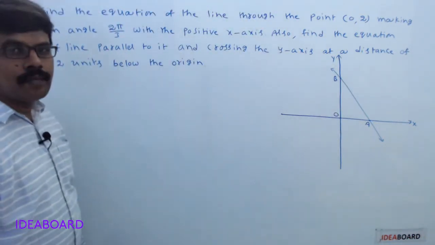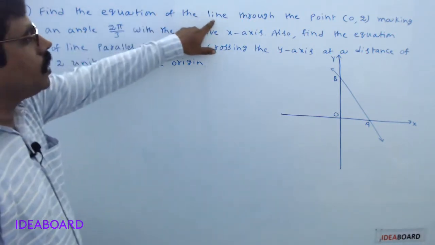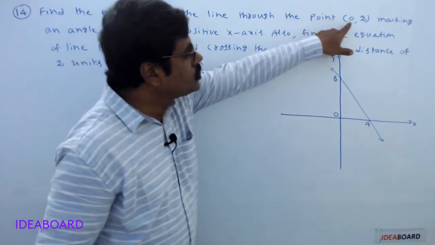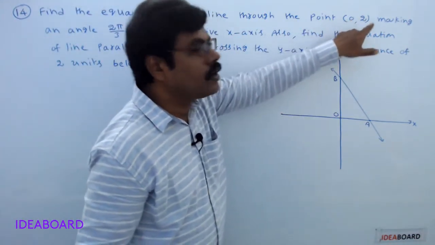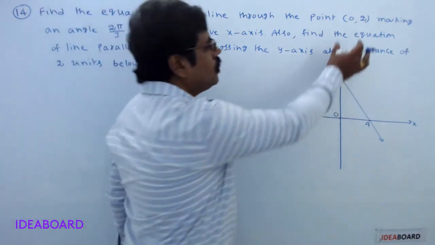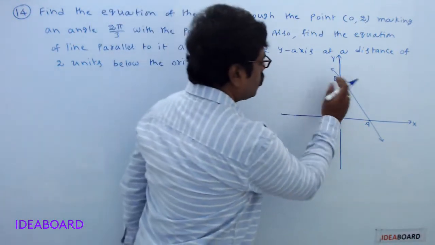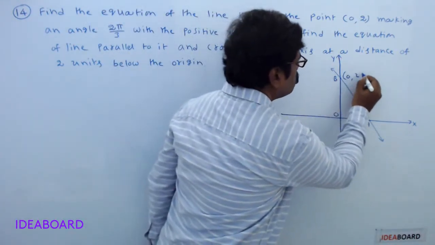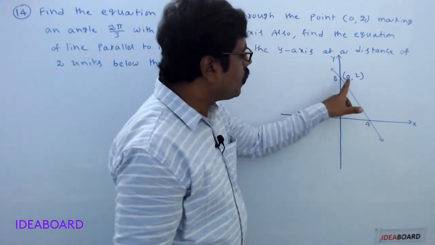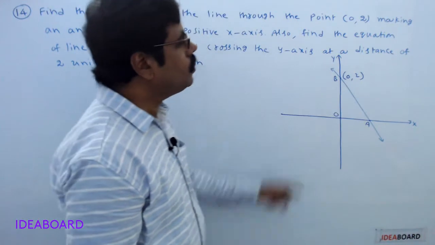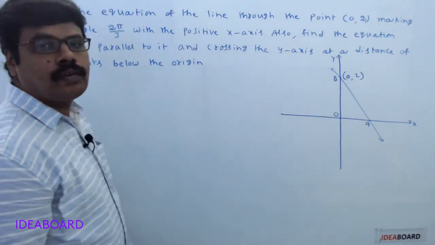Now see the statement of the given problem once again. Find the equation of the line passing through the point 0, 2. Here x coordinate value 0, y coordinate value 2. So this point lies on a positive y axis. So let us take the point B as 0, 2. So equation of a straight line passing through the point 0, 2 and making an angle of 2 pi by 3 with the positive x-axis.